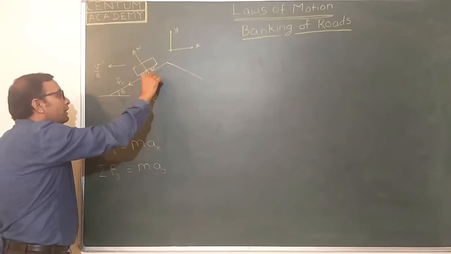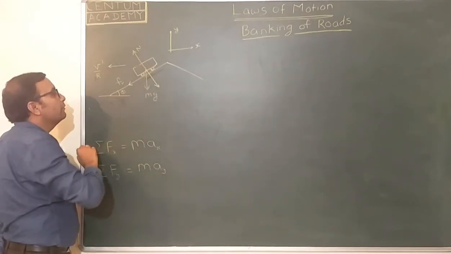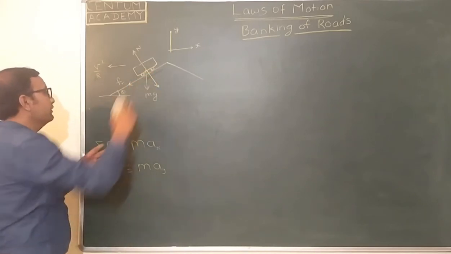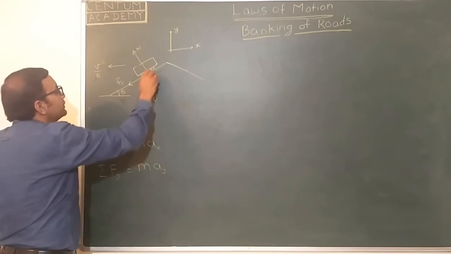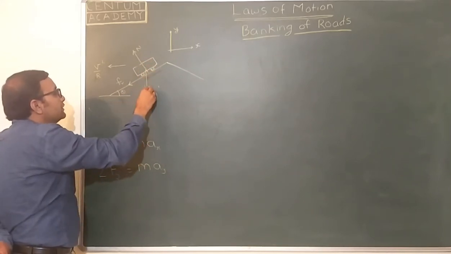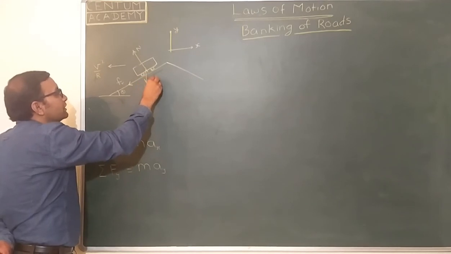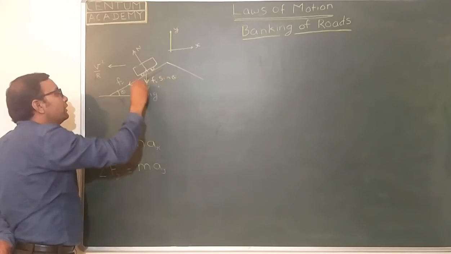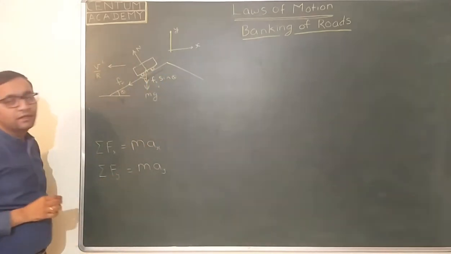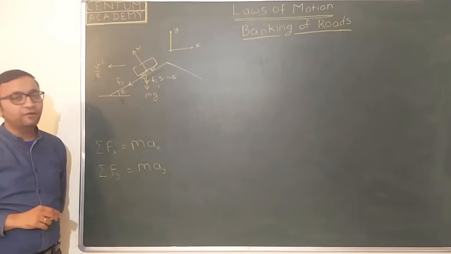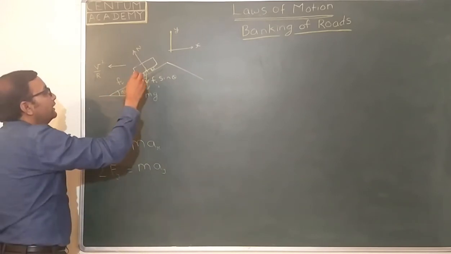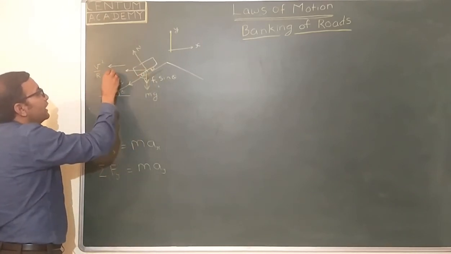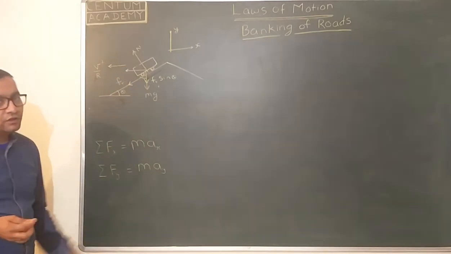So what will the friction component along this direction be? Now friction, no, this is not your x direction or y direction. The friction component along this direction is Fr sine theta. How is it? This angle is 90 minus theta. So Fr cos(90 minus theta) is Fr sine theta. And along this direction, friction will have a component of Fr cos theta.